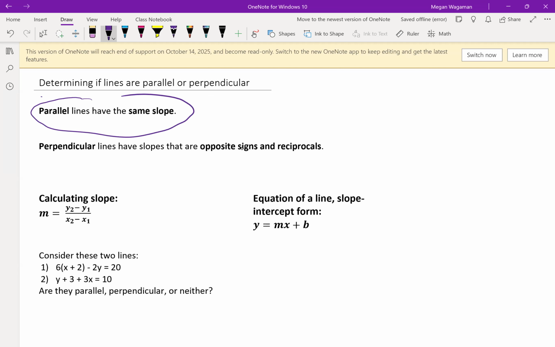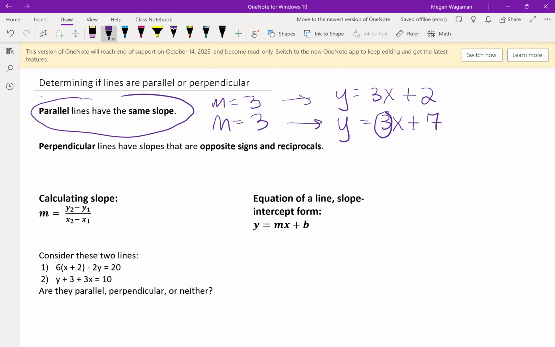So just as a quick example, suppose you know that one line has a slope of 3. If another line is parallel to it, it's also going to have a slope of 3. So we could have something like y equals 3x plus 2, and maybe the other line is y equals 3x plus 7, but they both have this slope of 3, so we know that those two lines are parallel.